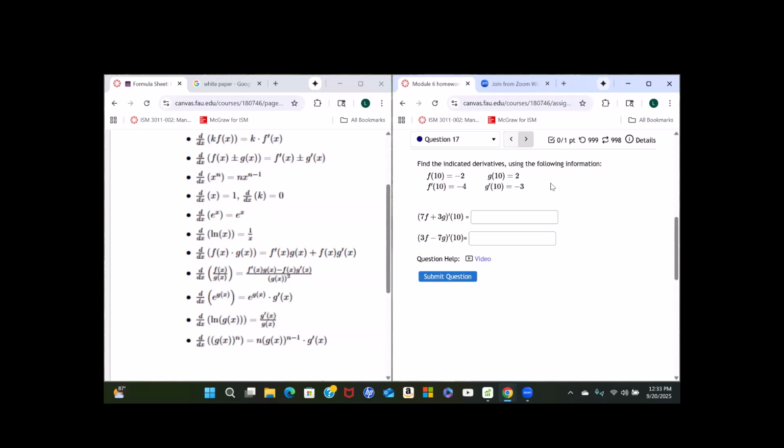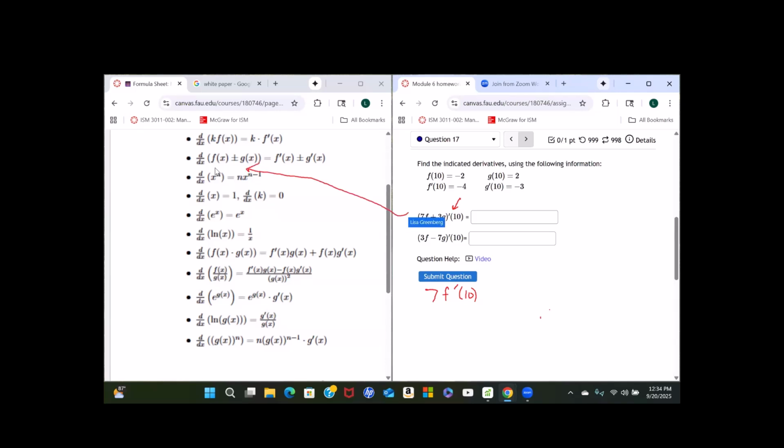I think here we use the second one to separate them. This would be 7F. There's a prime at the end. Do you see it? That means the derivative. We're going to say 7F prime of 10. It should look like this.